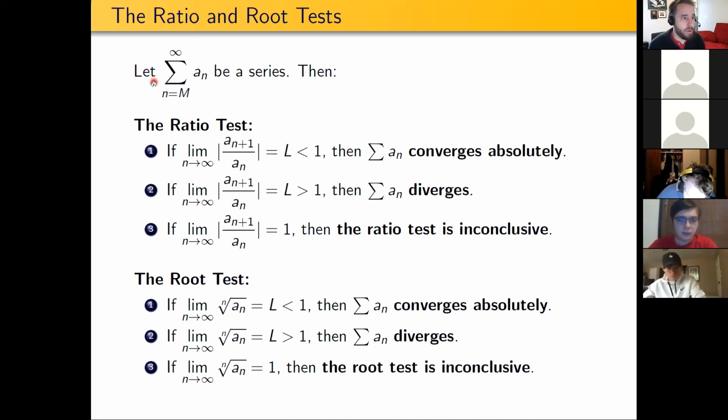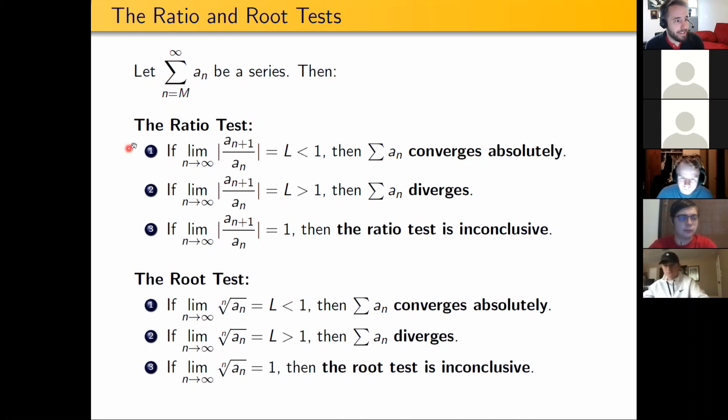So the setup in both of them is the same. We have just any arbitrary series, a sub n, and specifically it's a sum as n goes from some starting value up to infinity, of the form a sub n. So our individual terms of the series are these a sub n's. They have some starting point. It could be n equals 0, n equals 1, n equals 2, n equals 50, right? It doesn't really matter. And then it just goes on towards infinity.